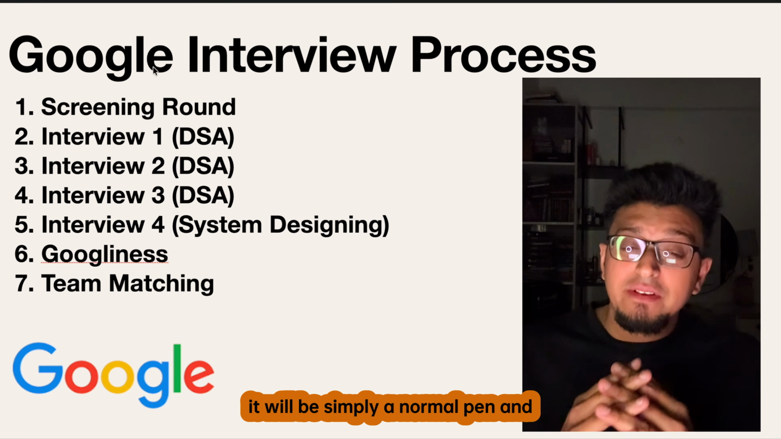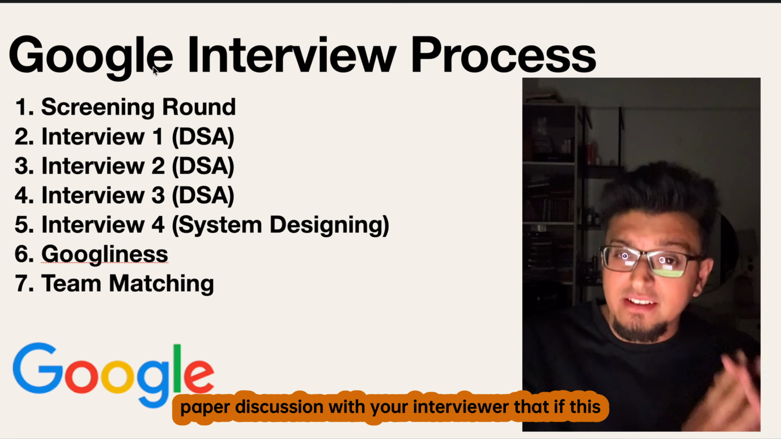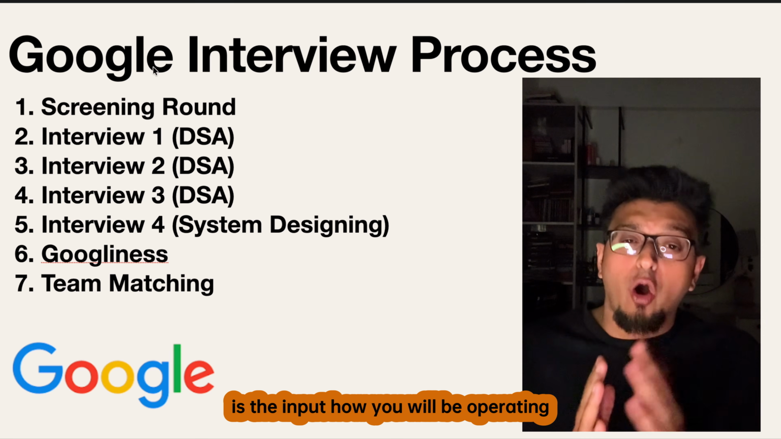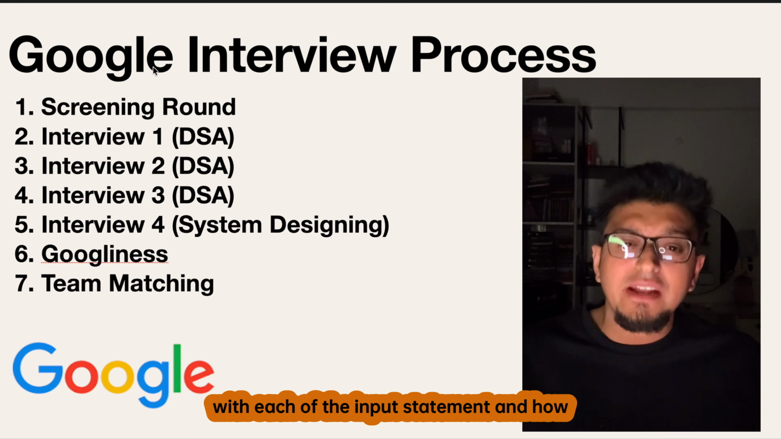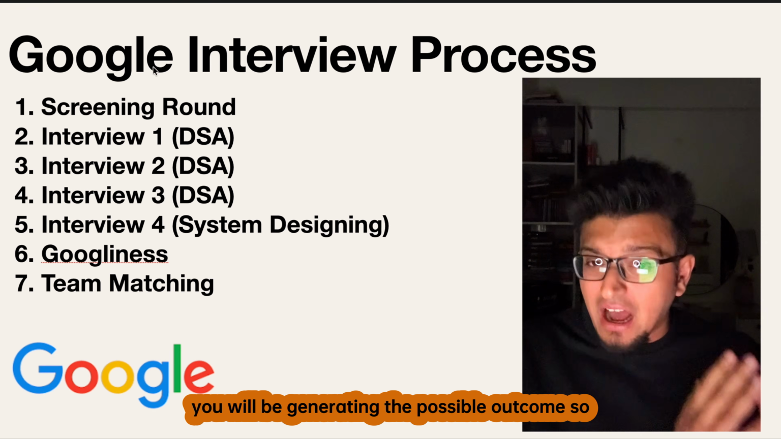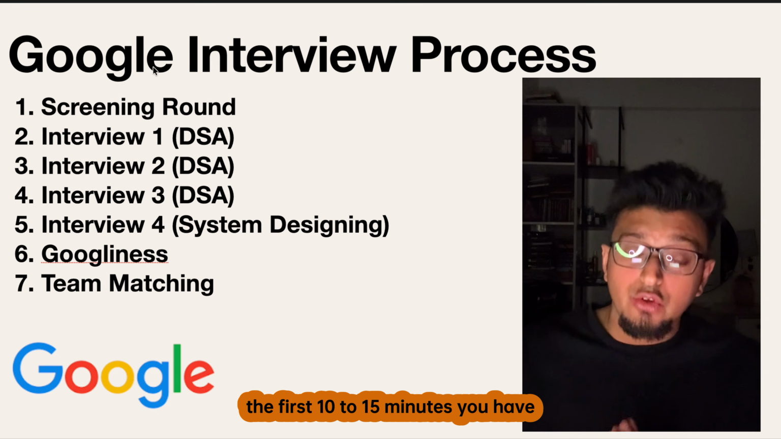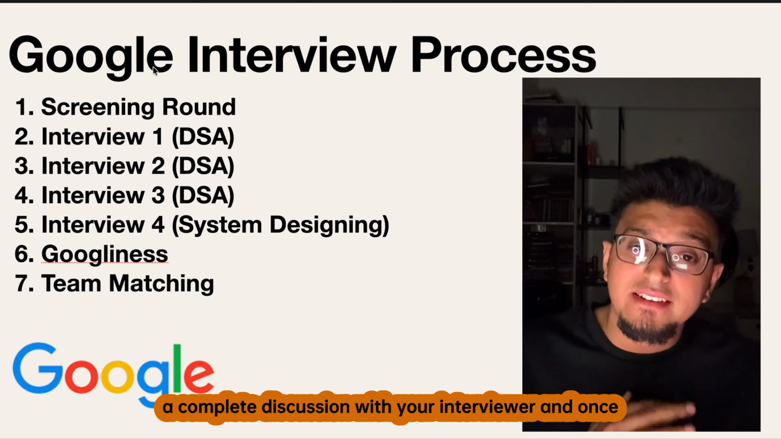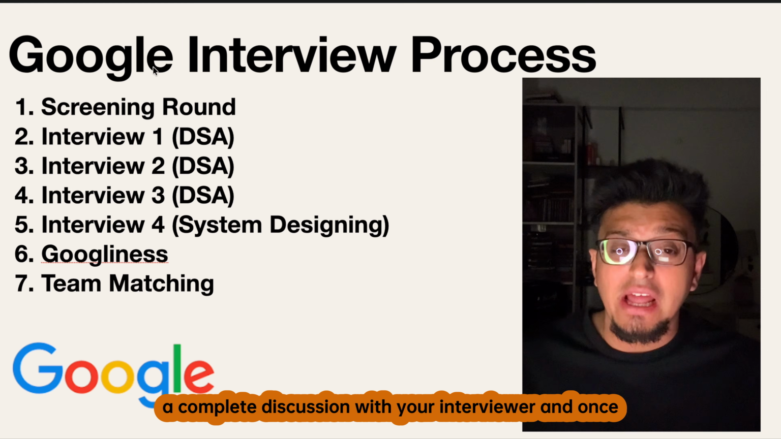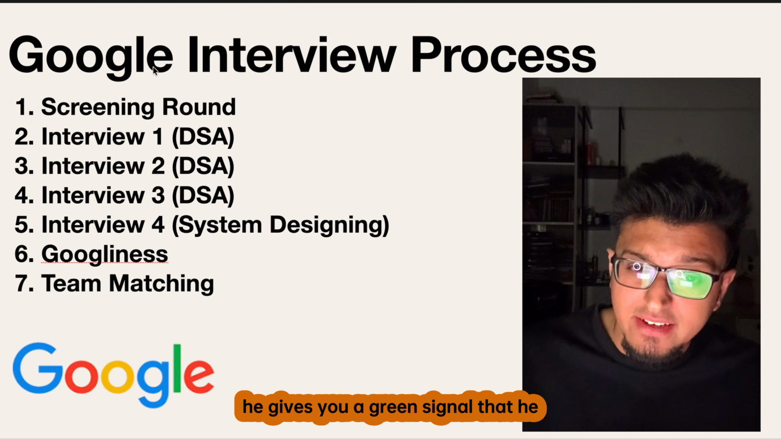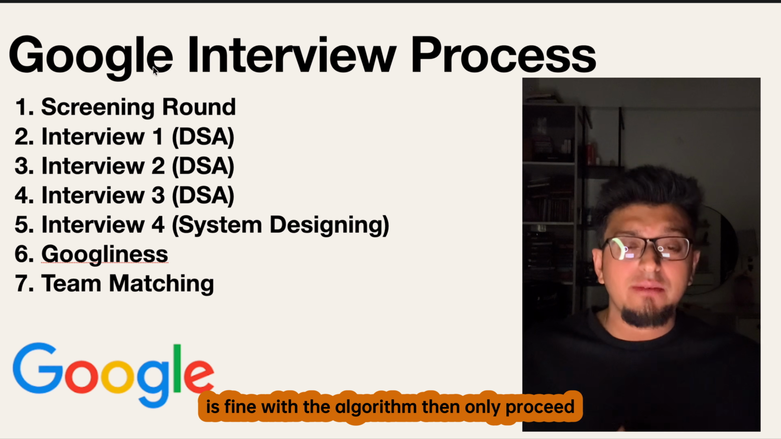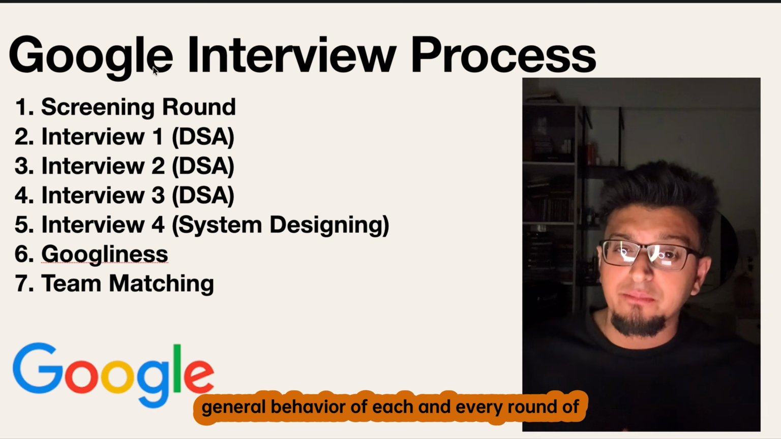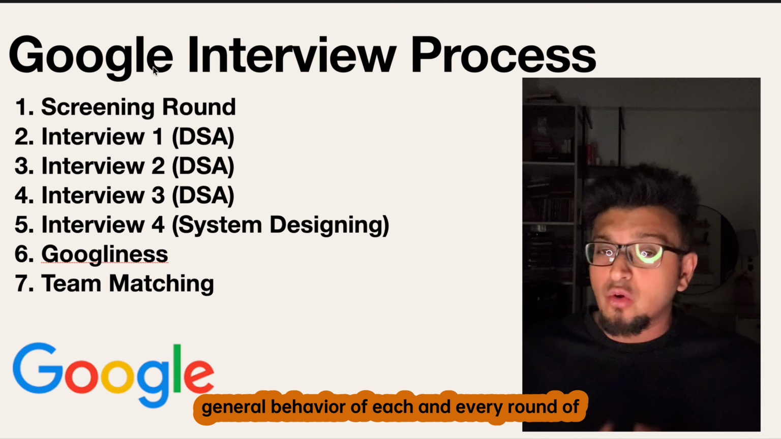But before that, it will be simply a normal pen and paper discussion with your interviewer: if this is the input, how you will operate on each of the input statements and how you will generate the possible outcome. So for the first 10 to 15 minutes, keep in mind that it will be a complete discussion with your interviewer. And once he gives you a green signal that he is fine with the algorithm, only then proceed with the solution. Clear? So this is the general behavior of each and every round of the interview.